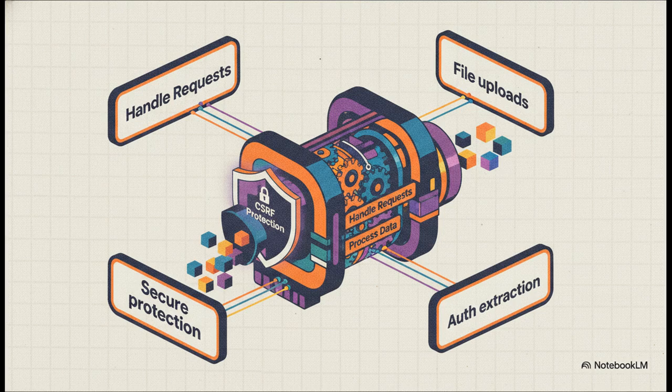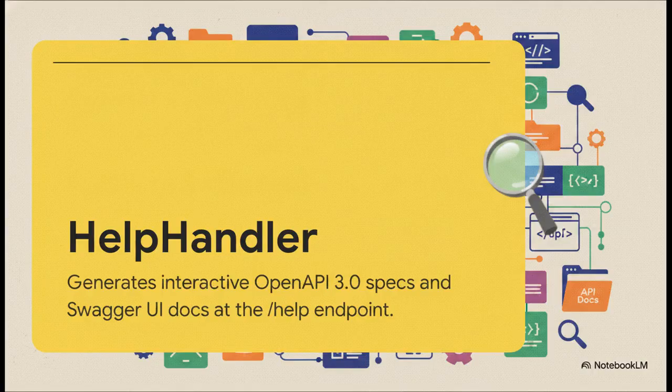Whether you need to parse a simple JSON payload, handle multi-part form data for file uploads, or extract basic auth and bearer tokens from headers, this single library does literally all the heavy lifting for you. But WebApiUtils actually has this amazing secret weapon built right into it, the help handler.